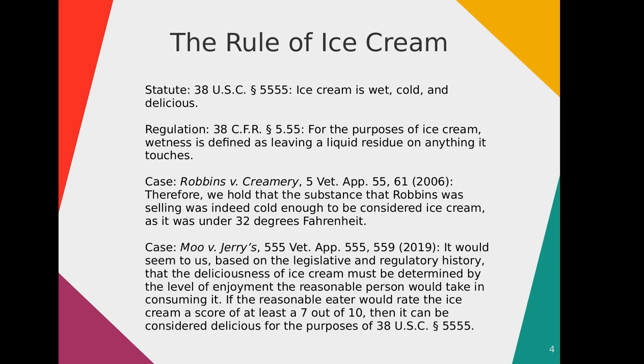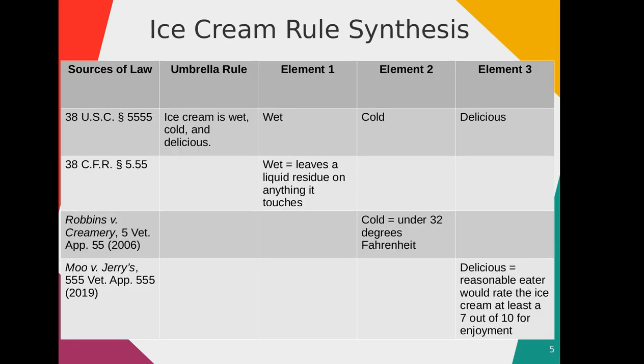If the reasonable eater would rate the ice cream a score of at least a 7 out of 10, then it can be considered delicious for the purposes of 38 U.S.C. 5555." So we have 4 sources here from which we're going to pull out the rules, both an umbrella rule and the various elements and the details that the regulation and cases give us on those elements, and put them into a chart. Here's our chart.